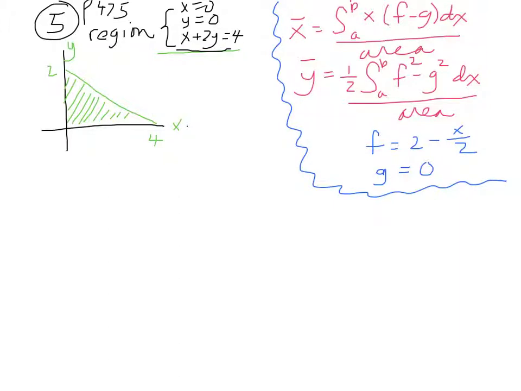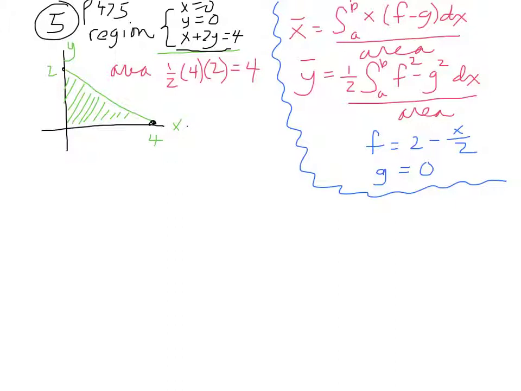You can see that when y is 0, x is 4, so I get this point here. And when x is 0, y is equal to 2, so I get this point. So our region is this green triangle. The area of this green triangle is 1/2 the base times the height, which is 1/2 of 4 times 2, which is equal to 4.